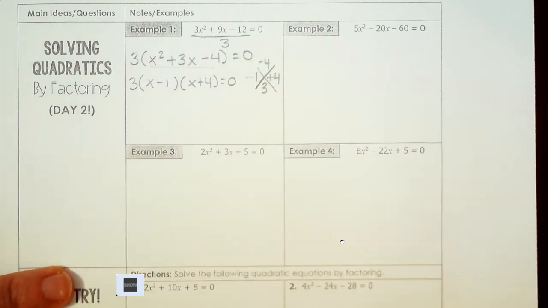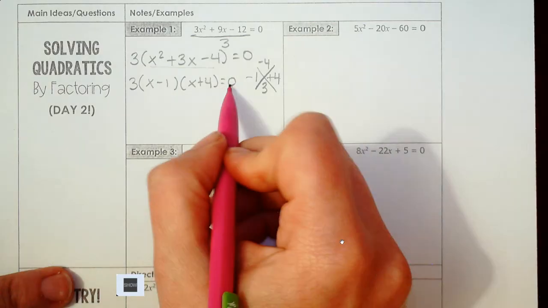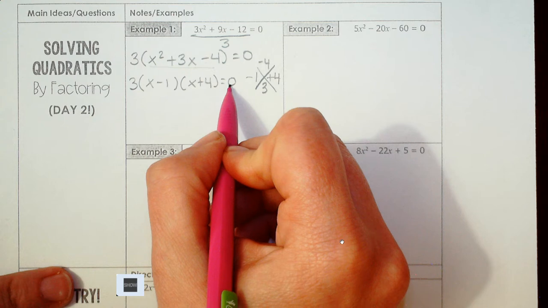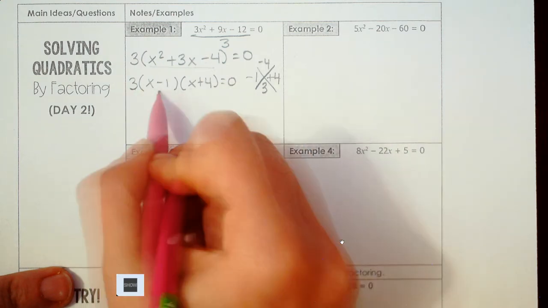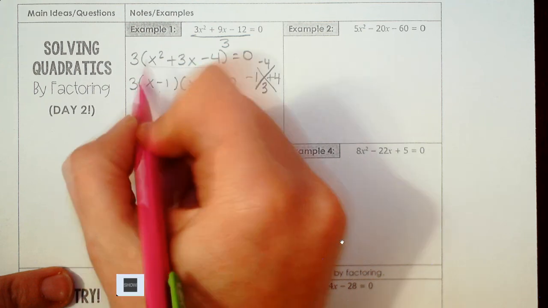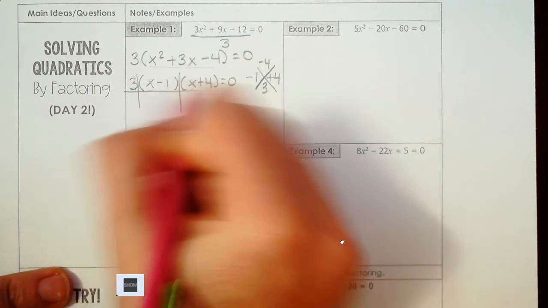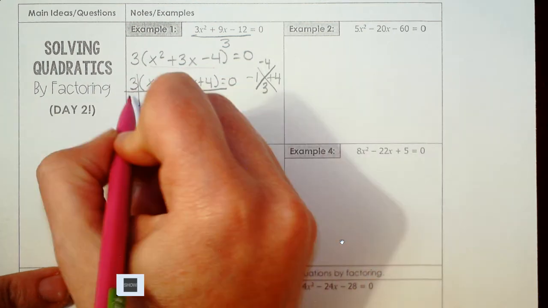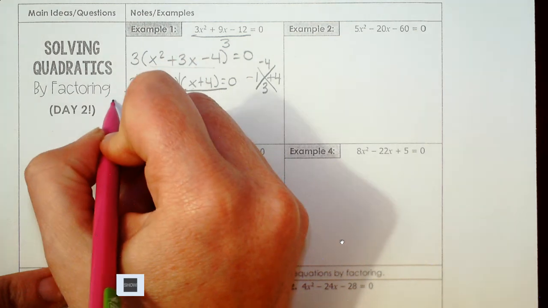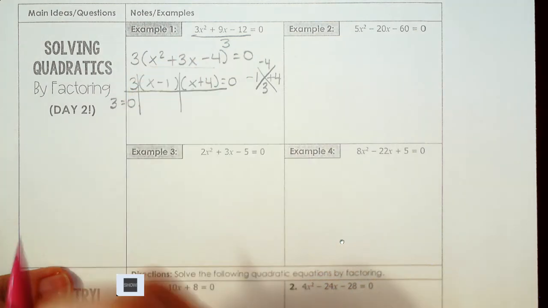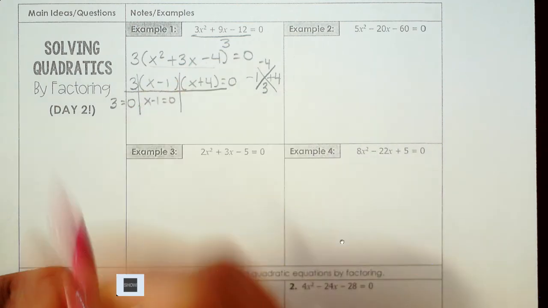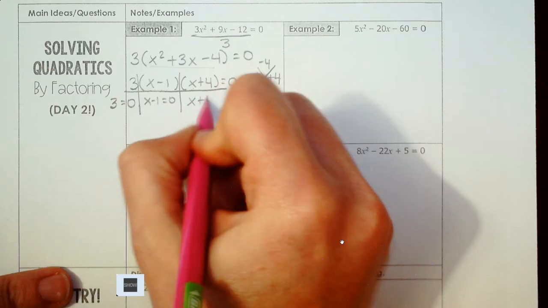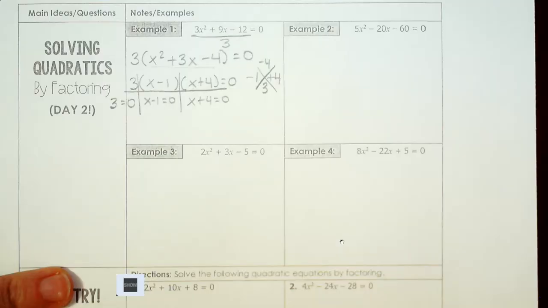All right, our next step, because we're solving, since it has that equal 0, means we're going to take all of our factors and set them equal to 0. Well, this has 3 factors, so we need to take each one of them. Might help if you divided it up here. Right here, I'm going to say 3 equals 0, x minus 1 equals 0, and x plus 4 equals 0.